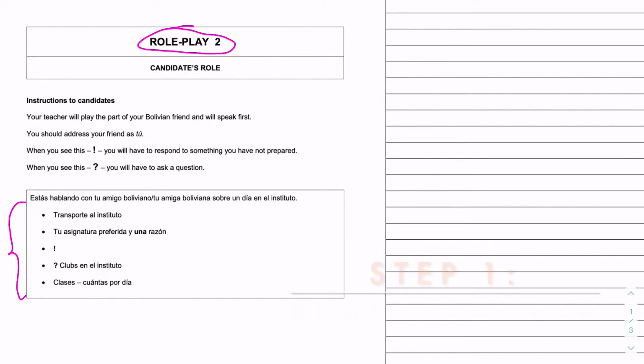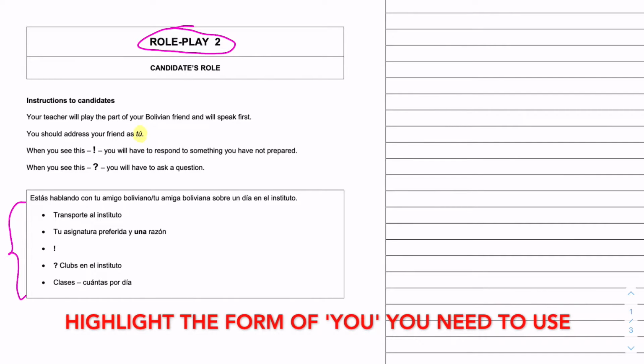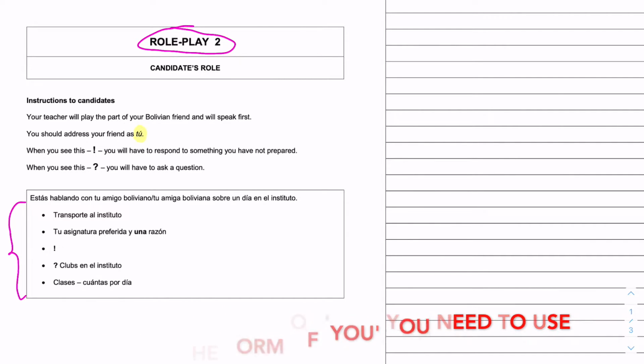First thing you want to do before you get in is read the actual task that's given to you. So it'll give you some instructions for candidates. Your teacher will play the part of your Bolivian friend and will speak first. You should address your friend as tú. Always highlight that. In Spanish, you've got tú, which is you singular informal, and you've got usted, you singular formal. So do be aware of that. That little bit will tell you which one to use.